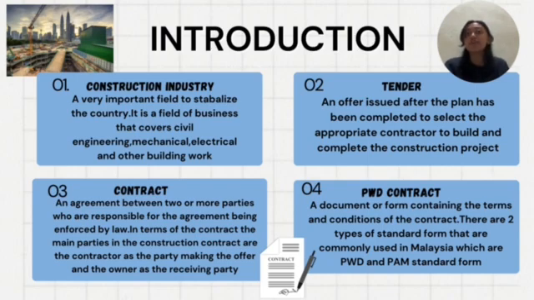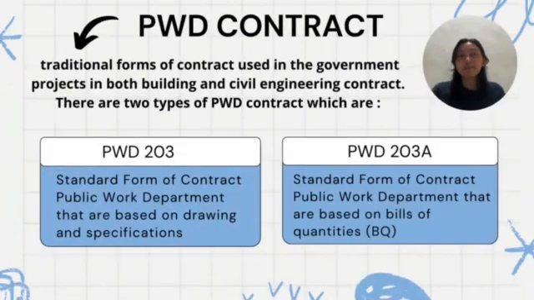Fourth, PWD contract. PWD contract is a document or form containing the terms and conditions of the contract. There are two types of standard form that are commonly used in Malaysia, which are PWD contract and PAM standard form. So what is PWD contract? PWD contract is a traditional form of contract used in the government projects in both building and civil engineering contract.